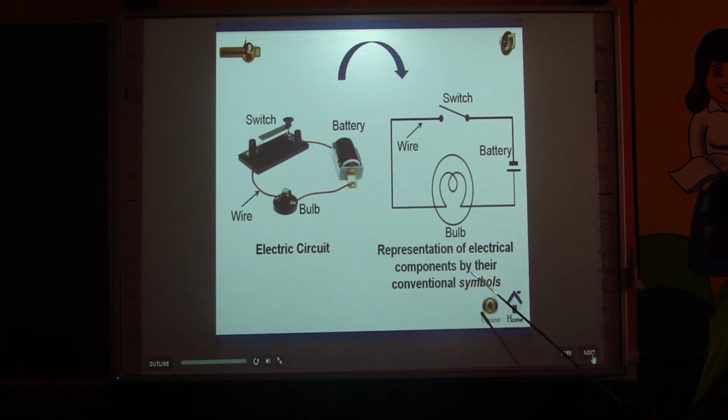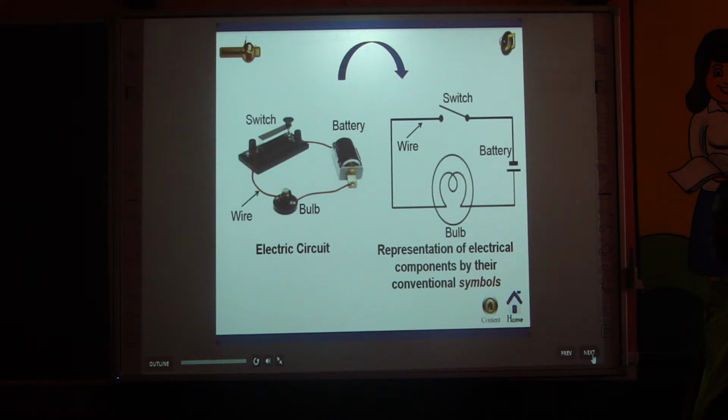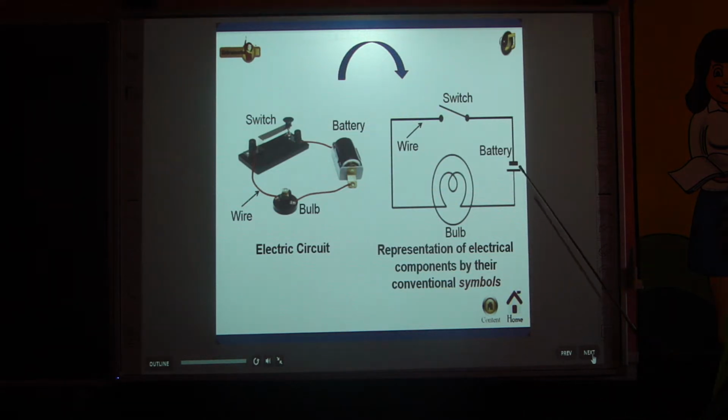See, the representation of electrical components by their conventional symbols. A switch, battery, wire and bulb are called electrical components. The symbol of a switch is this. Battery is this. The short line indicates the negative terminal and the long line indicates the positive terminal. And the symbol of a bulb is this one. And this indicates the wire. So these are the conventional symbols for electrical components. The next one.